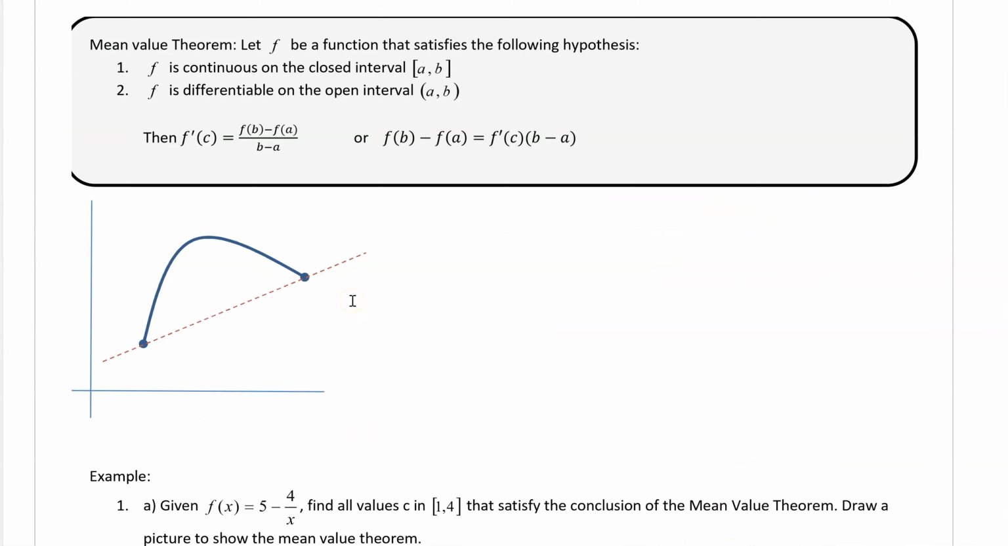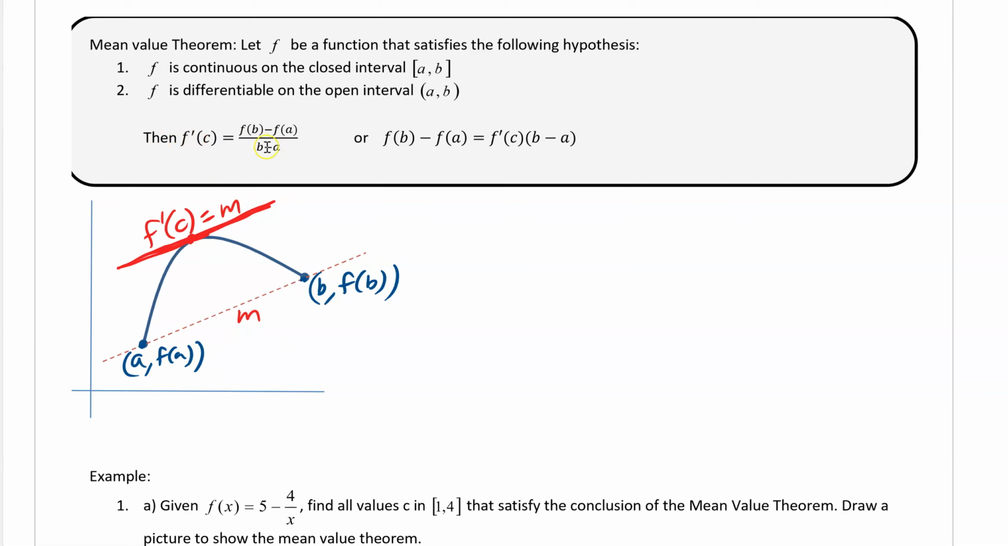So like this, you have some point here, which is a comma f of a, and this point would be b comma f of b. If you have a nice continuous function connecting them, you can either go up like before, or down, or straight across. But no matter what, there is a parallel line that your derivative can create. So that derivative is going to equal whatever the slope of this line is, and that slope would just be y2 minus y1 over x2 minus x1.